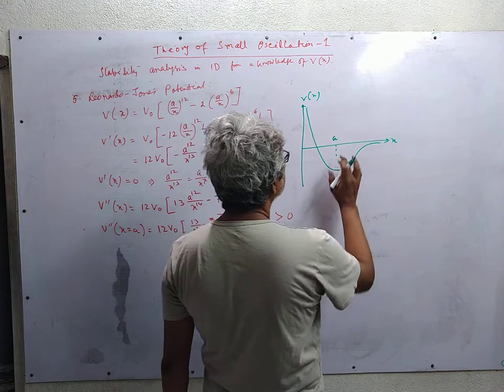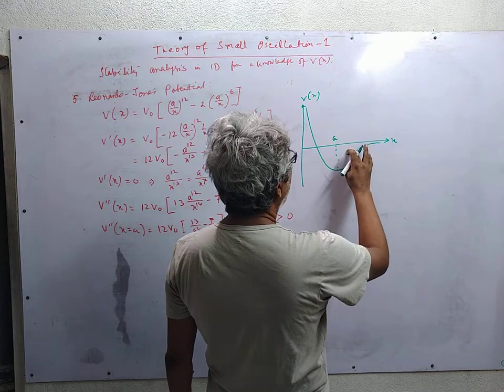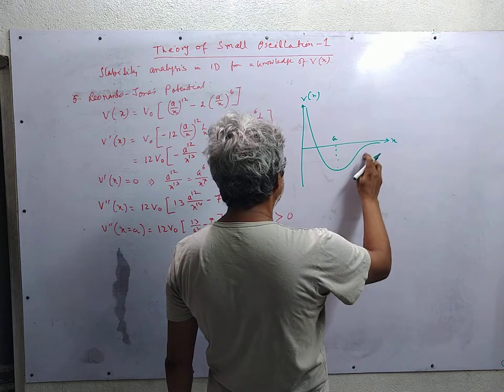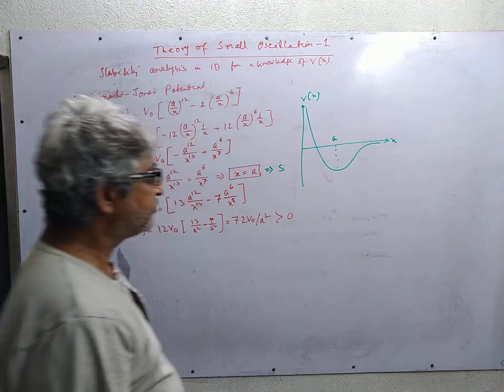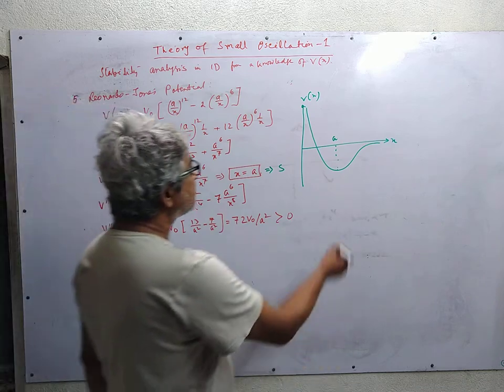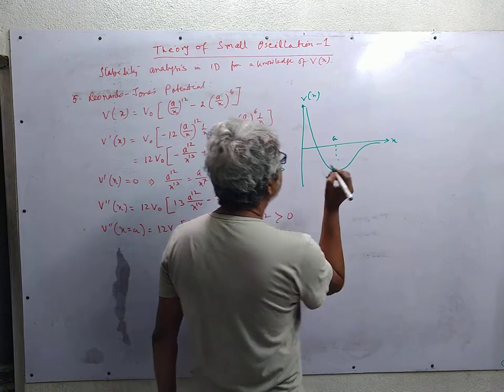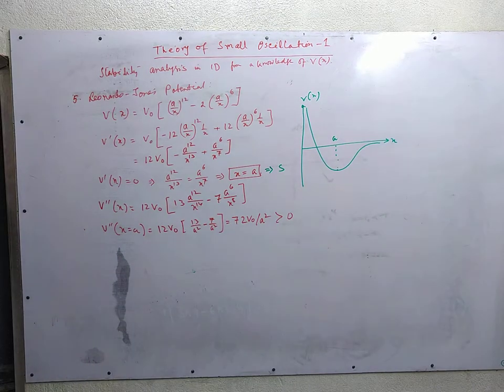And if we have large separation, the potential is negative, and at very large separation the potential goes to 0, so it tends to 0 from below. This is the graph of the potential, and since this point corresponds to a minima of the potential, which is evident from the mathematical analysis we have presented.